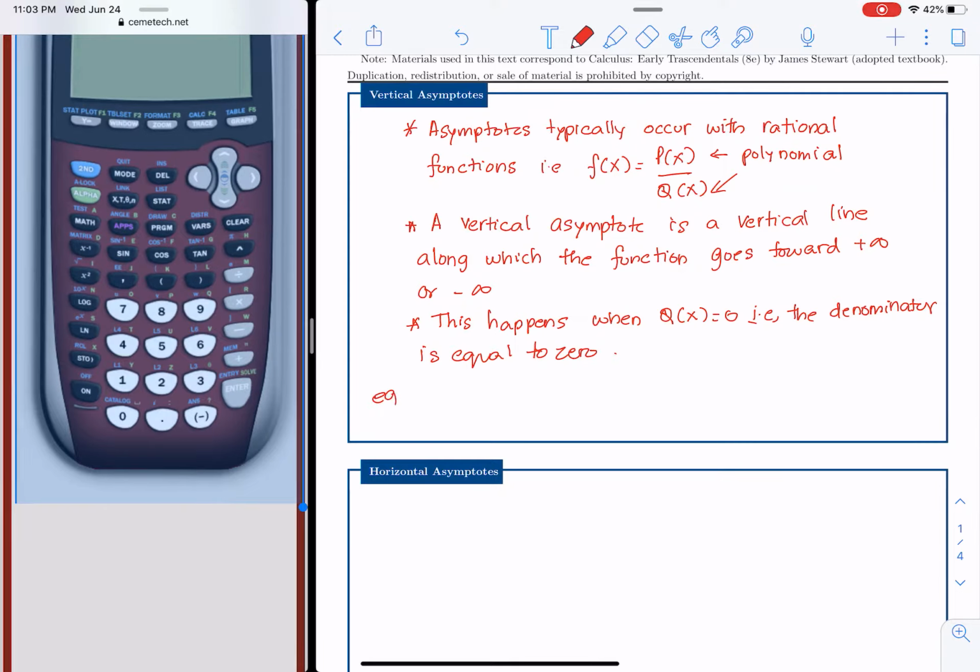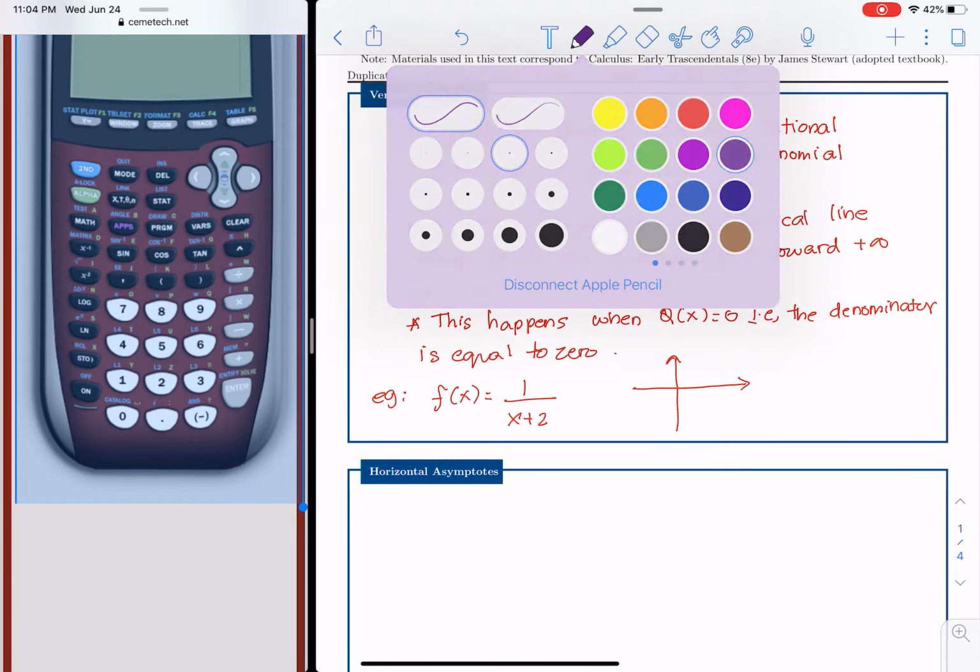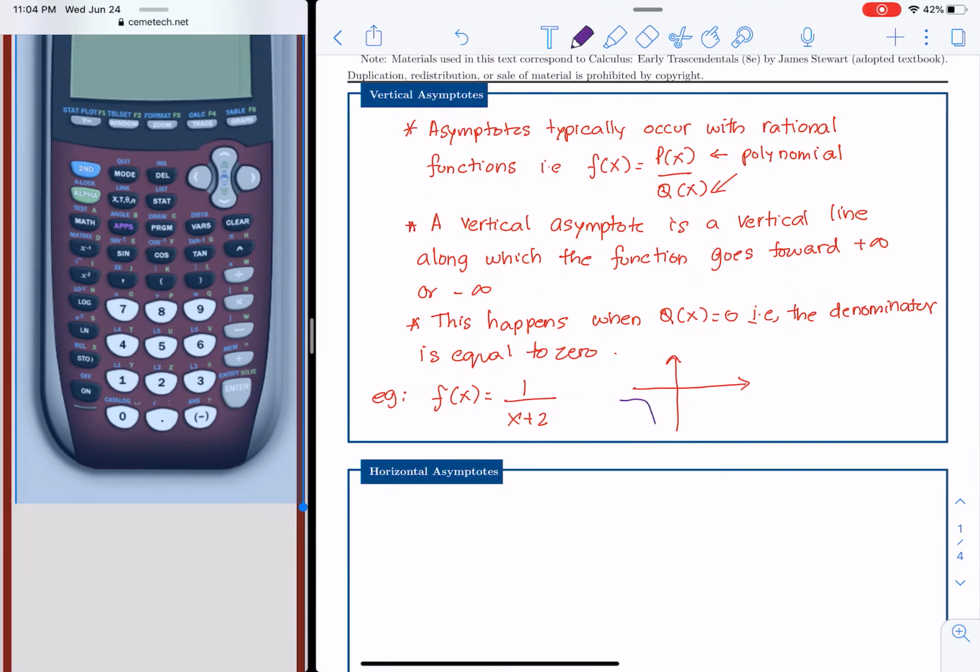A good example, we've seen this before, f of x is equal to 1 over x plus 2. If we graph this, at negative 2, we will have an asymptote. The reason being, when we plug in negative 2, the denominator would become 0.